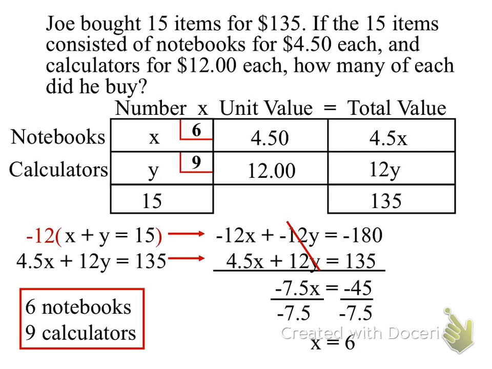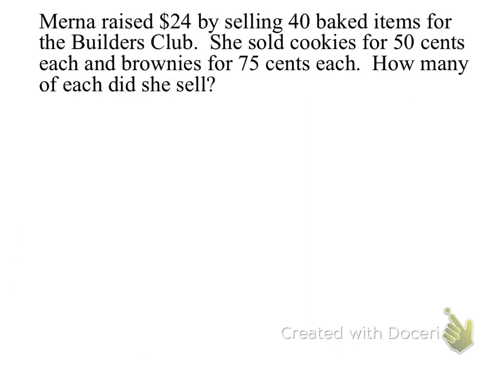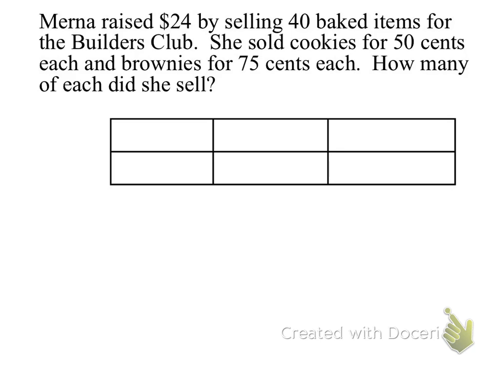Okay, wait, stop. I want to hold on. I want to just go to the next one really quick. Tell me how to set up this box. Myrna raised $24 by selling 40 baked items for the Builders Club. She sold cookies for 50 cents each and brownies for 75 cents. Okay, on the outside, what do I put? Cookies and brownies.